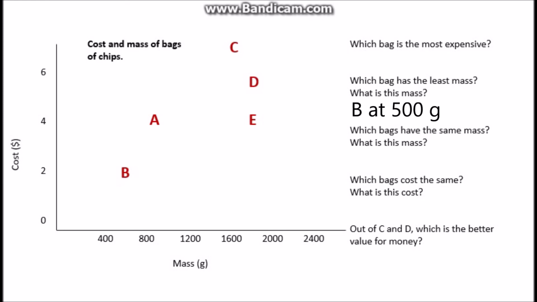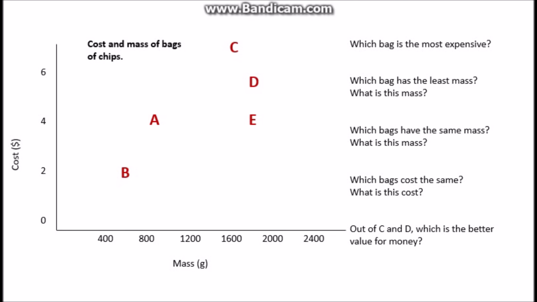Bag B would have the least mass, so I'm looking at the second question now. Similarly to C, however, we're looking at the bottom of the graph now. So anything that's closest to the left will be our least massive bag, and in this case it ends up being B. For the third question, D and E have the same mass, and that's because their location is identical on the x-axis. So at about 1800 grams, you're going to see both D and E. Again, similarly, A and E will be about the same cost, but that's because they match up on the same line on the y-axis. That's about $4.